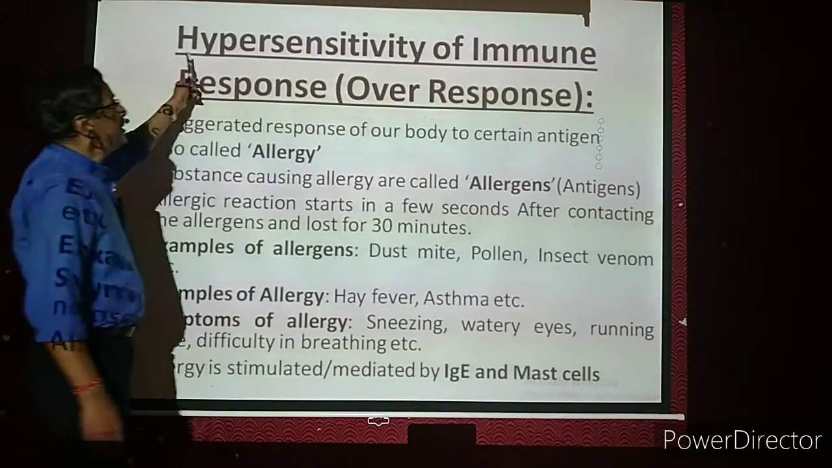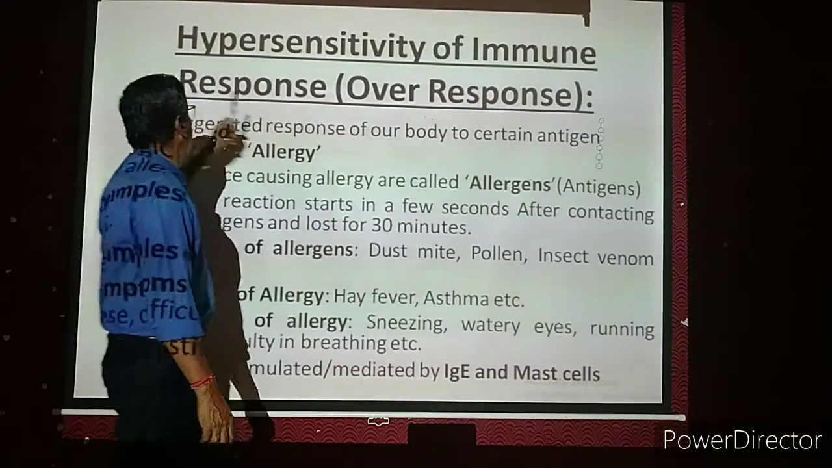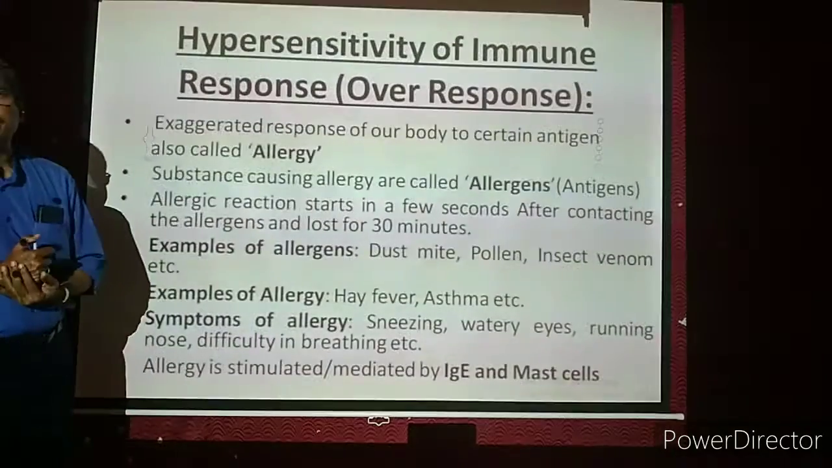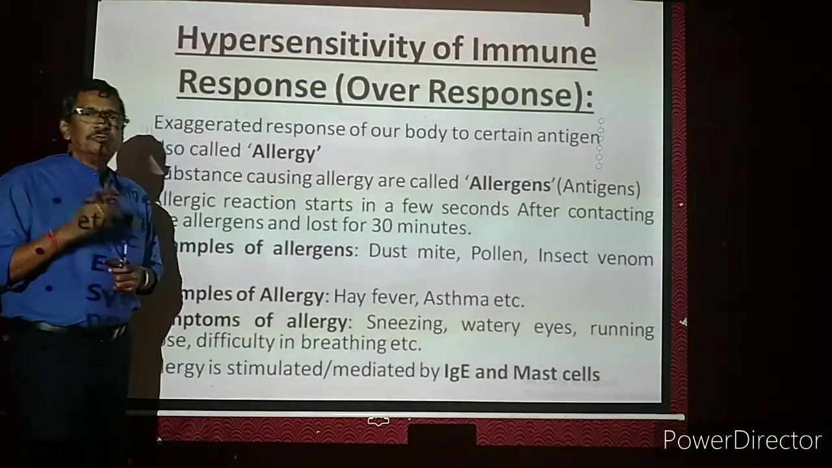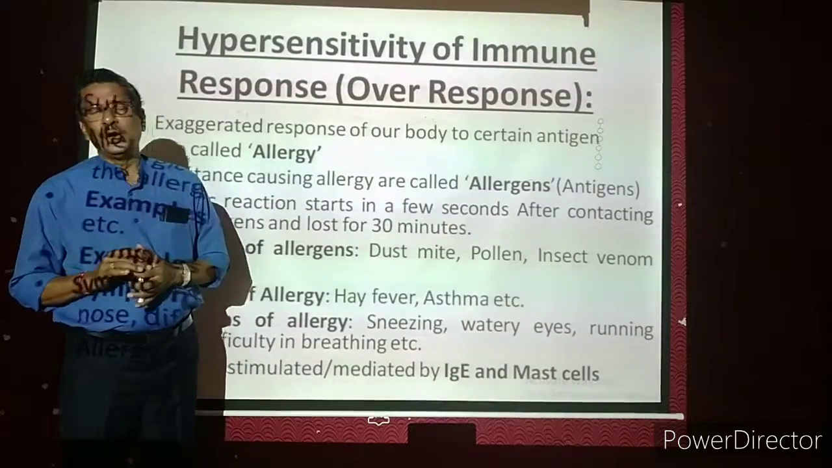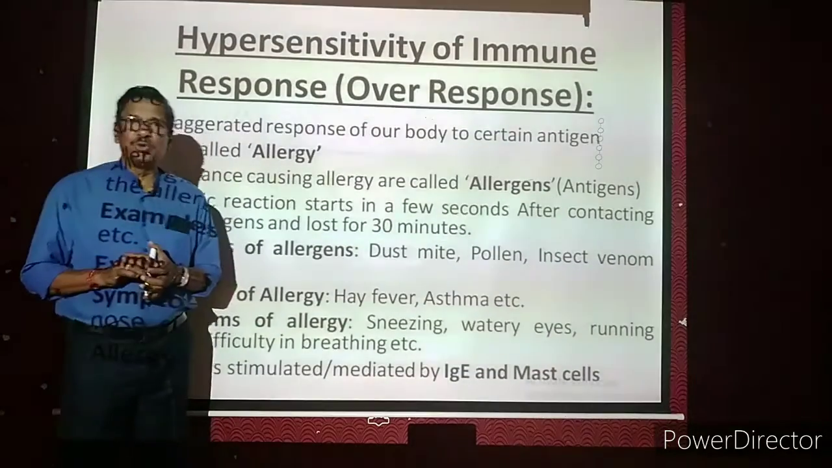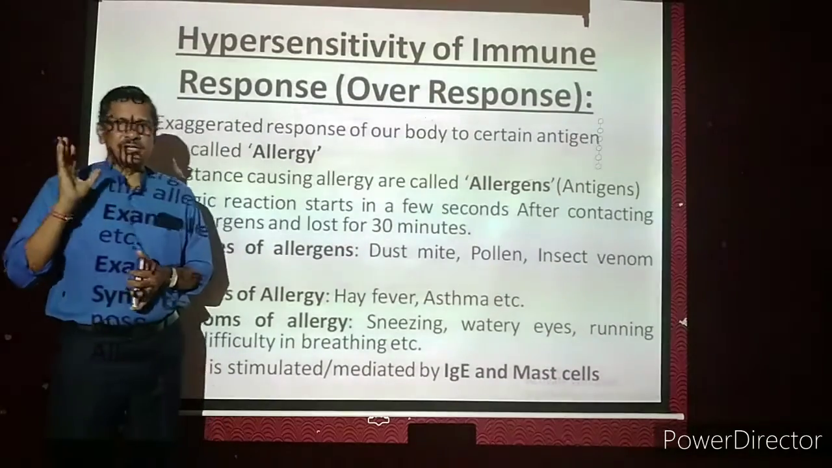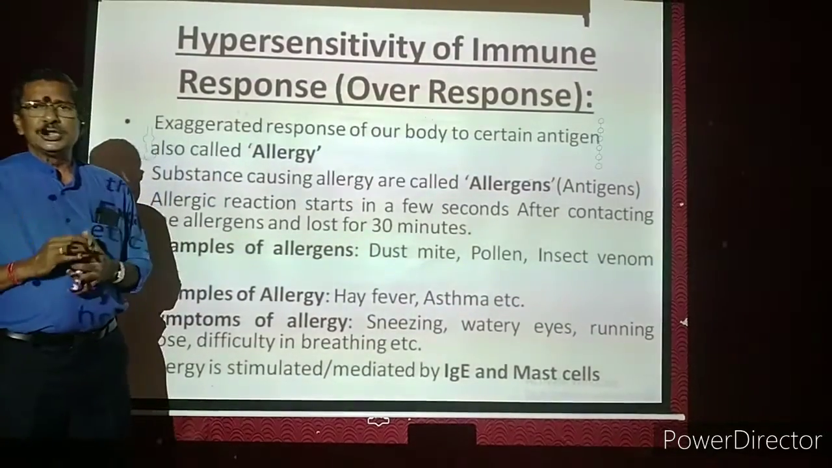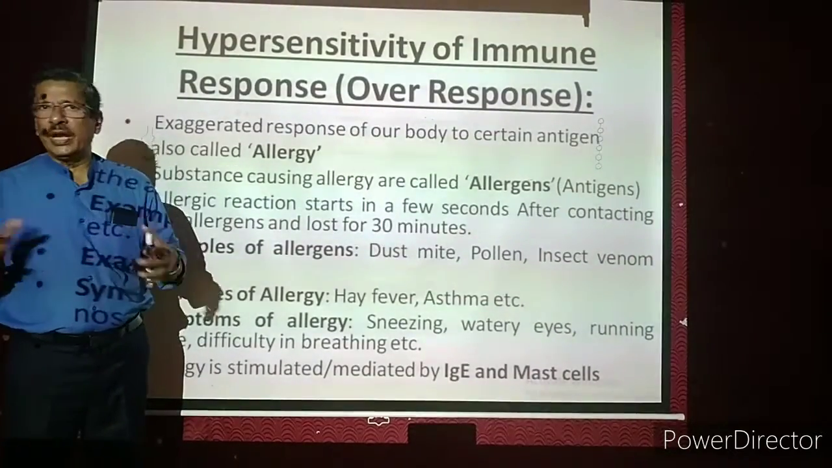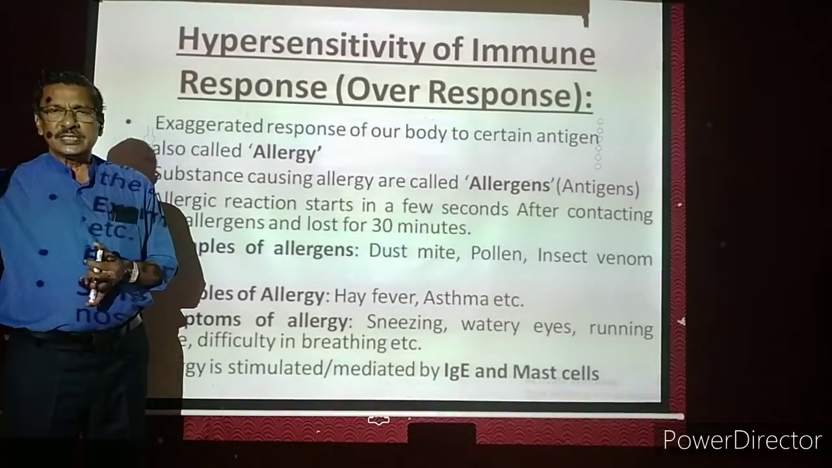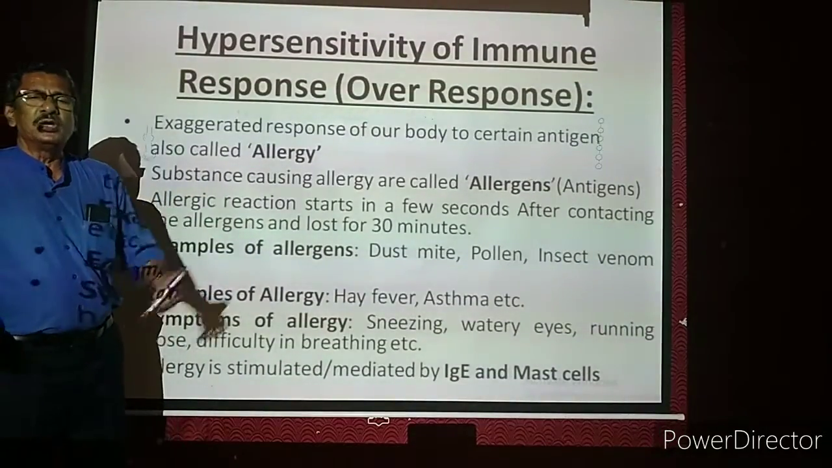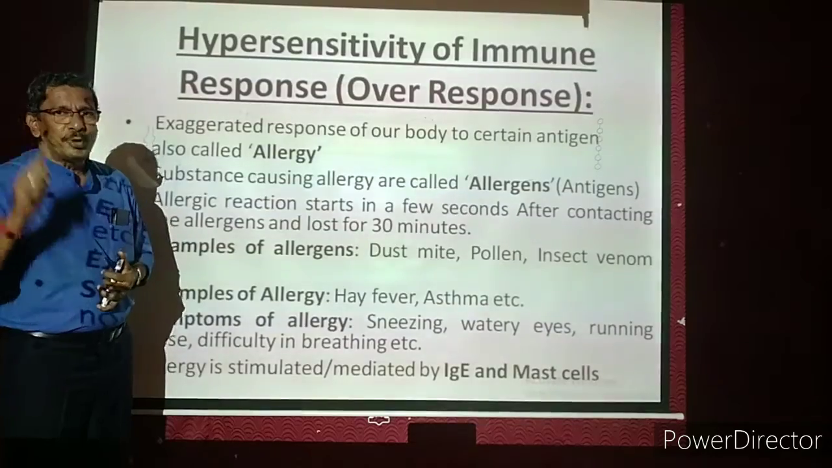Now, hypersensitivity of immune response. Our body is always giving immune response, but sometimes our immunity will give an over response. Normally, too much of anything is good for nothing. Say for example, we are consuming a healthy diet. When we consume a normal diet, our body can digest and utilize the food. But suppose the same healthy diet we consume more and more, beyond the limit, then what will happen? Digestion problem will come.